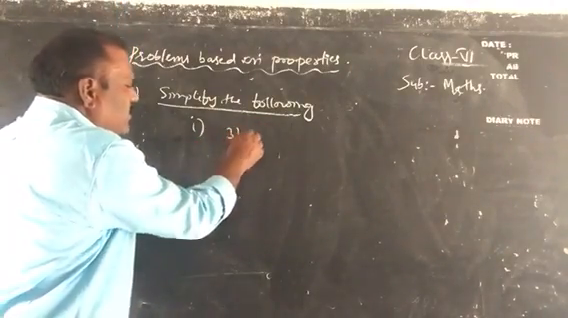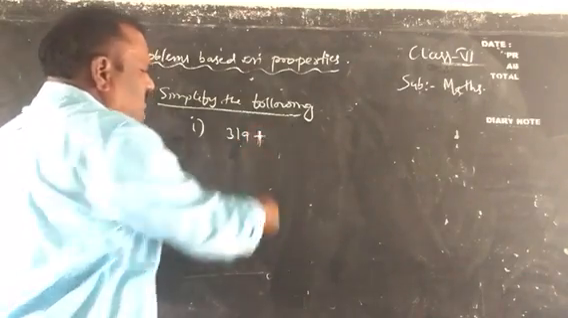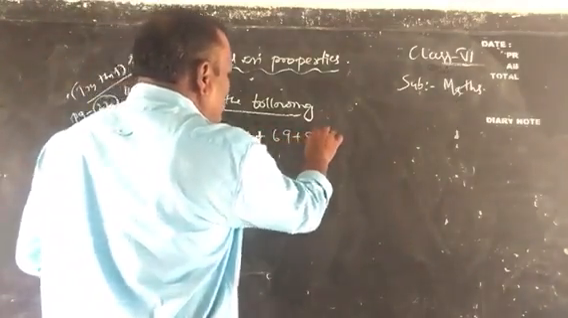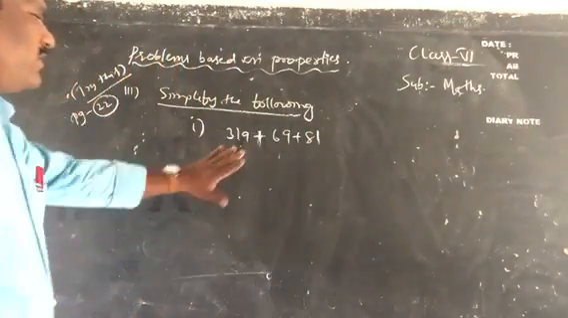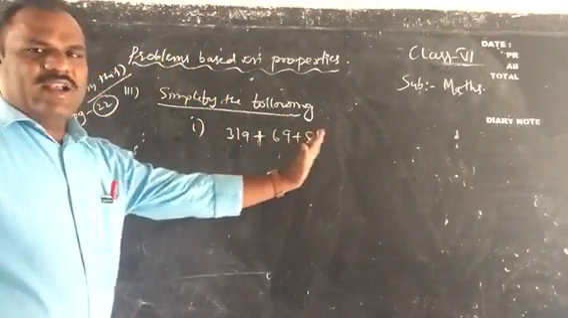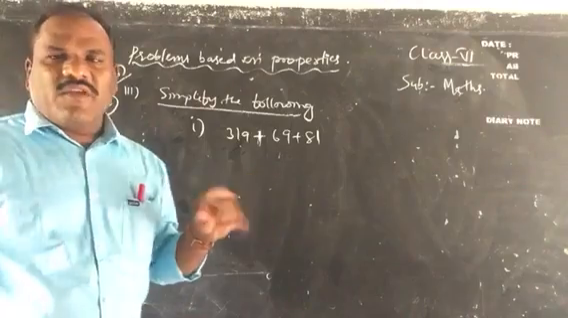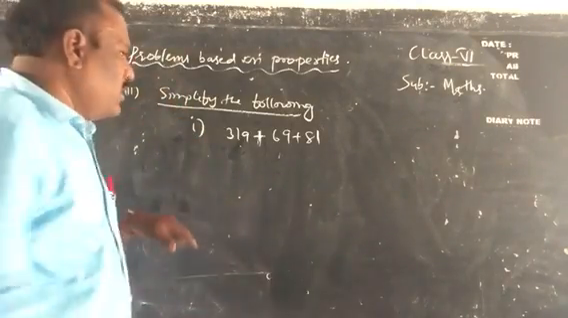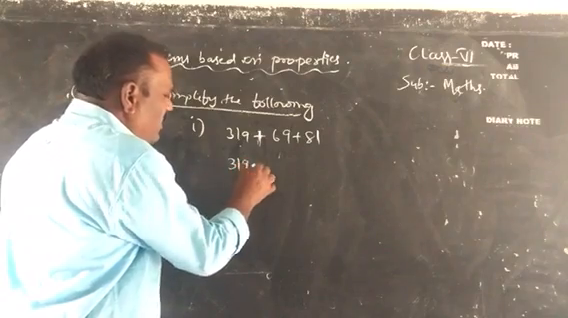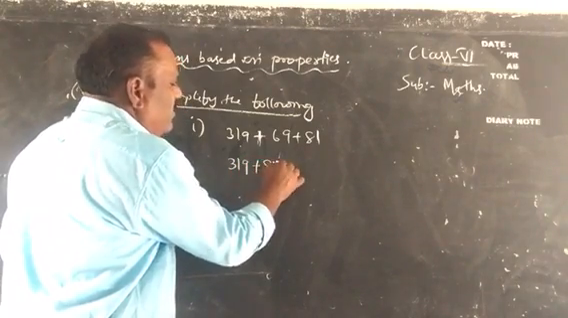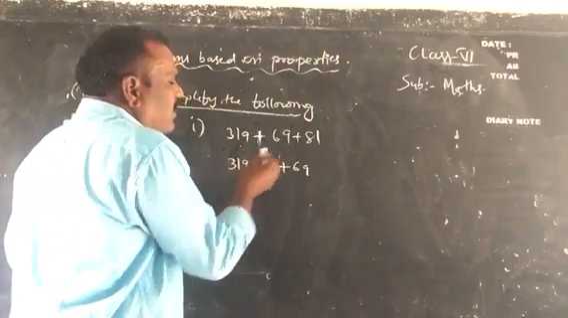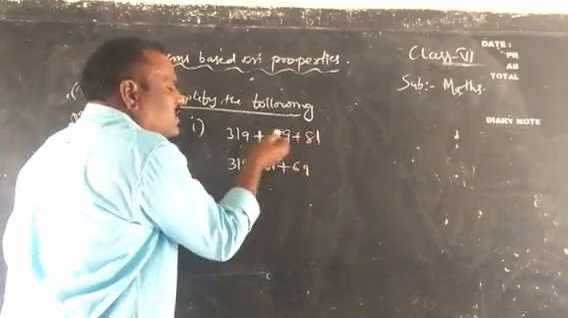319 plus 69 plus 81, children. It is very clear. We can do the addition directly also, but the condition is that we have to apply the properties. We have to solve it. Okay. So now 319 plus 81 plus 69. What have I done here, children? I have just interchanged the numbers.